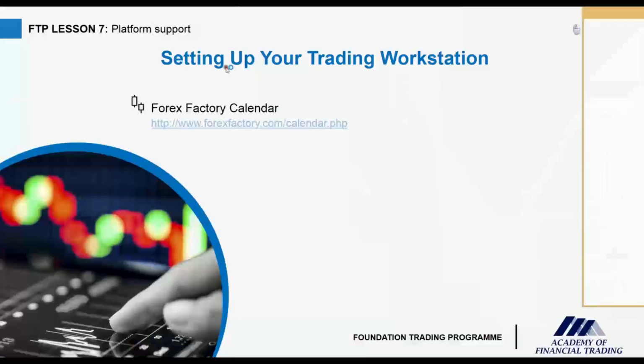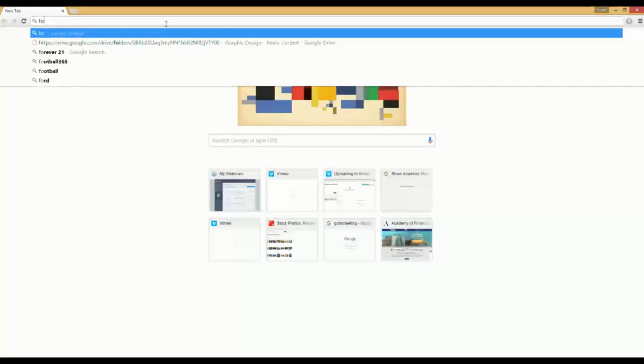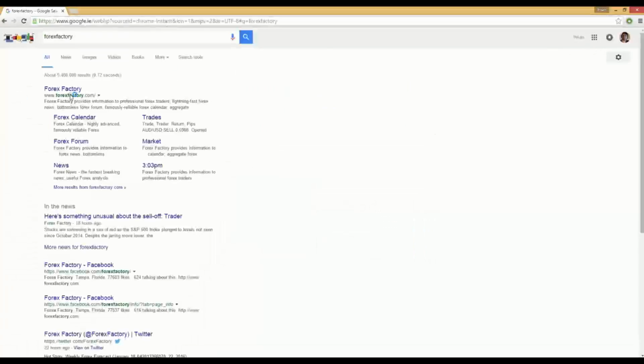I'm actually just going to bring up Forex Factory on screen. I'm just going to type it into my browser, guys, and see if you can see what I see.